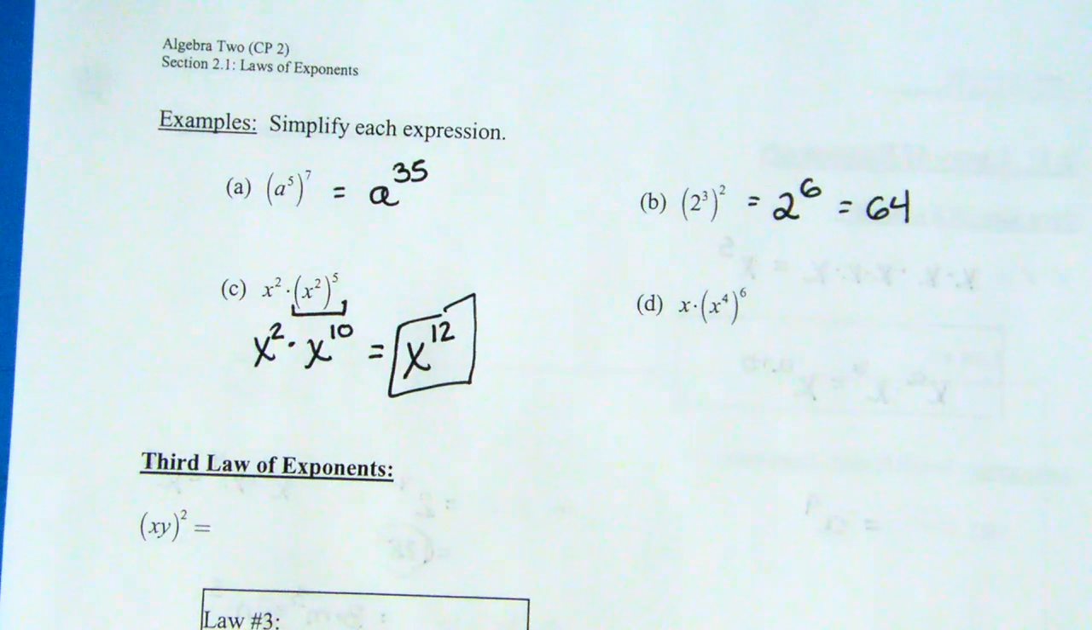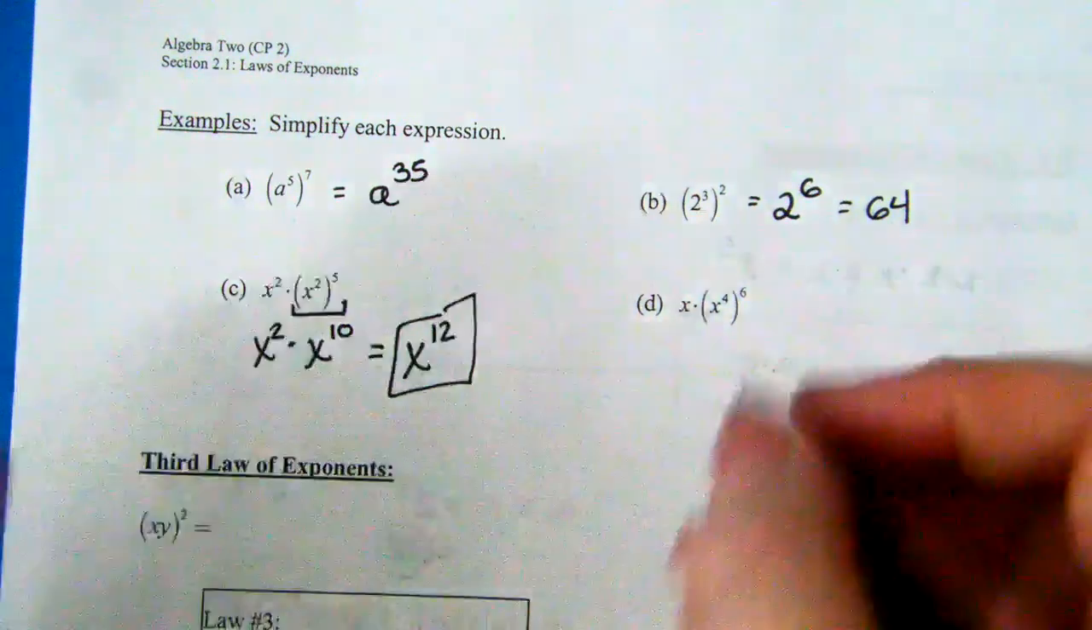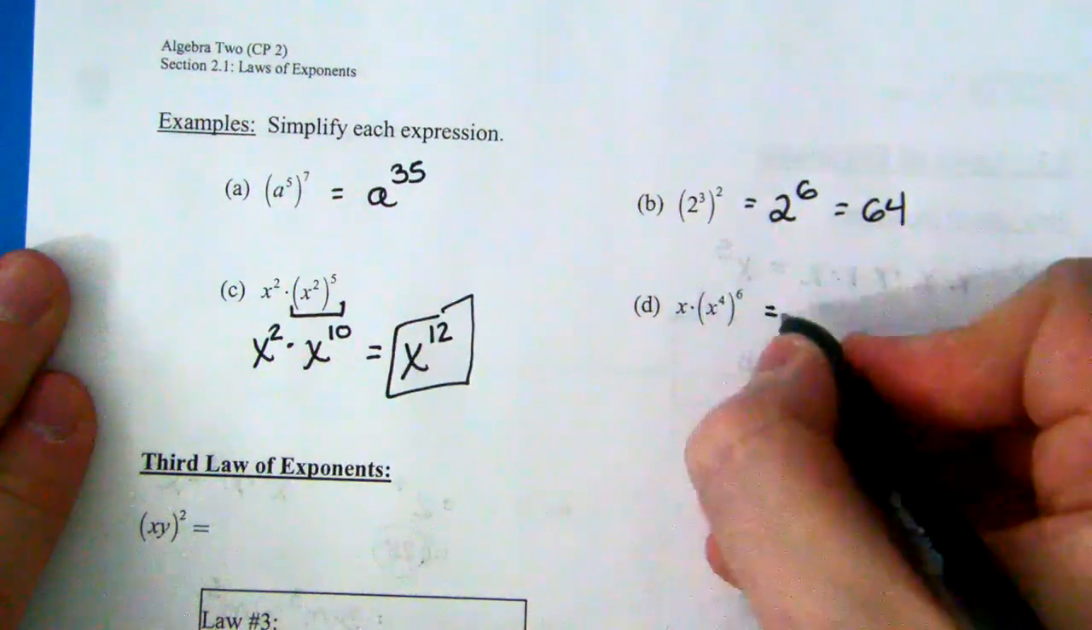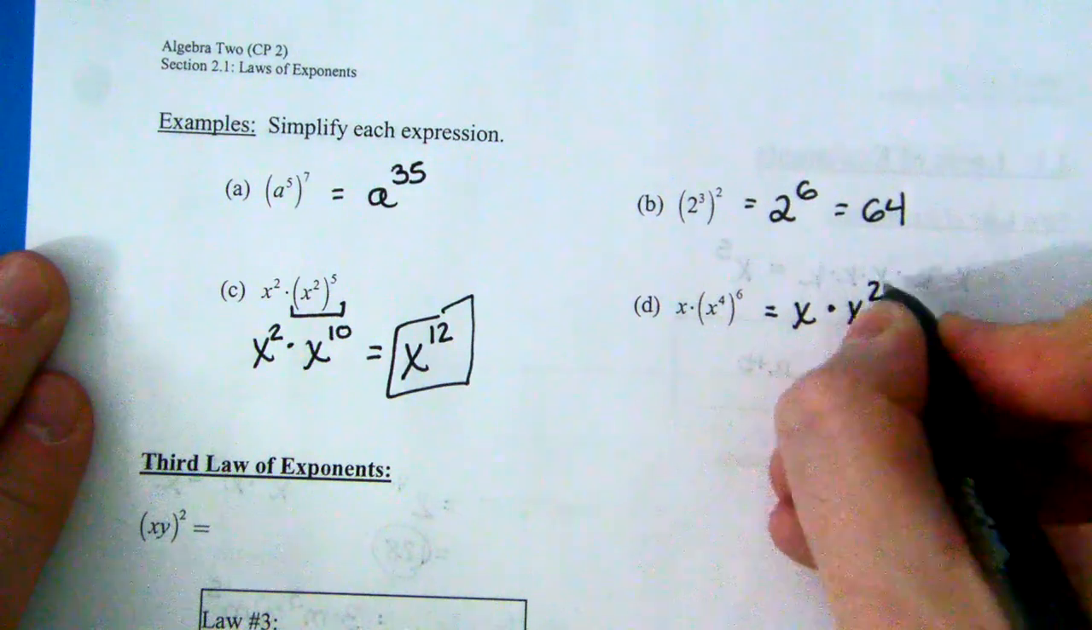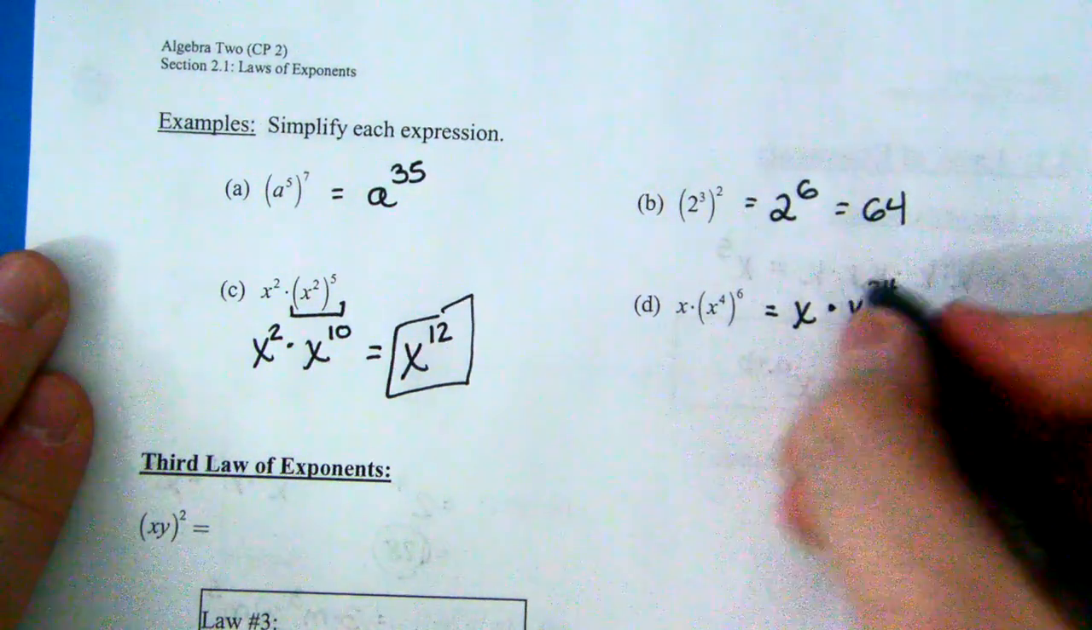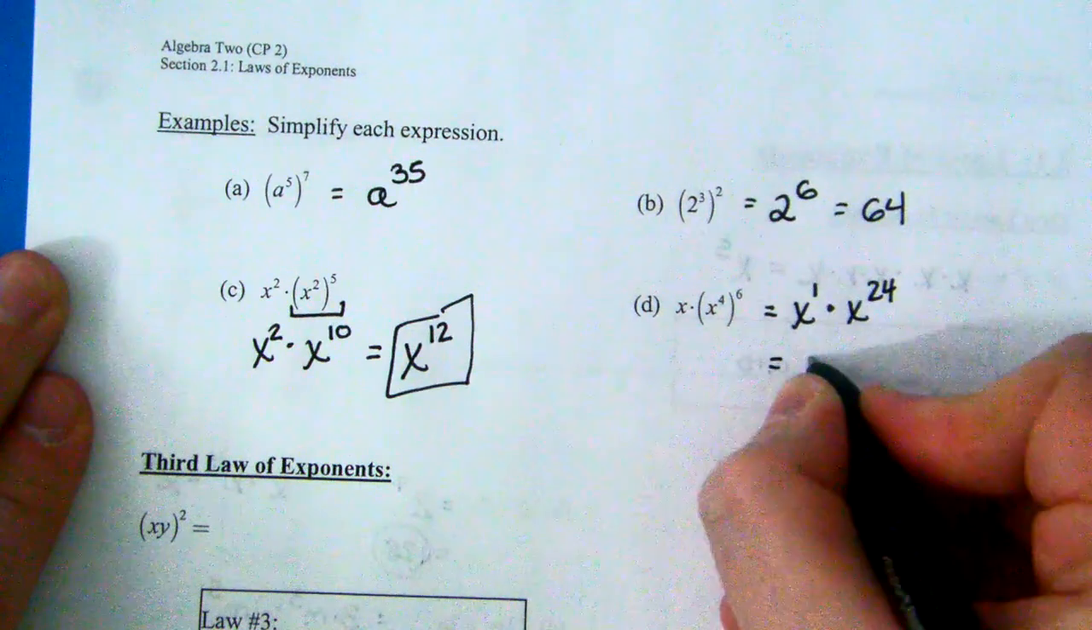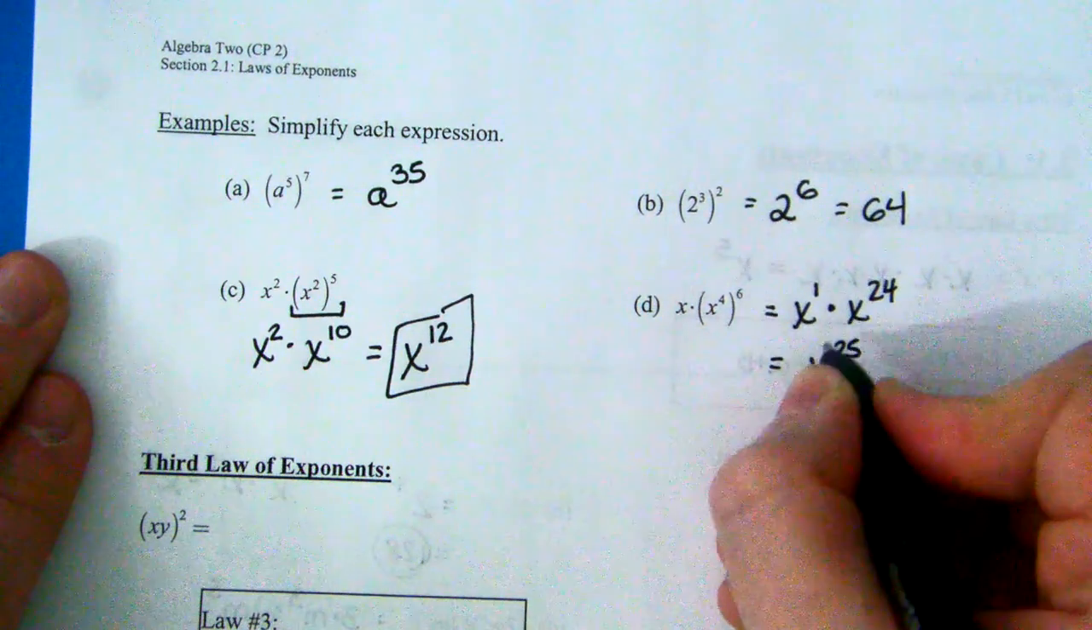So some of these will take a step or two of work. See what you can do in letter D. Let's see, so I'm going to do x to the 4th to the 6th. I'm going to get x to the 24th, and then x to the 1st times x to the 24th should give me x to the 25th.